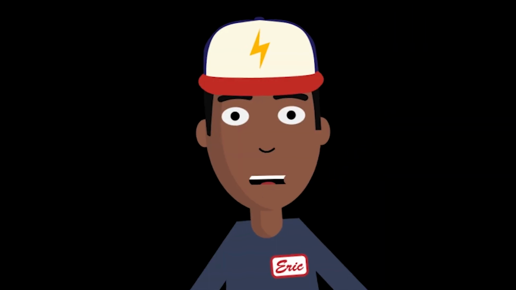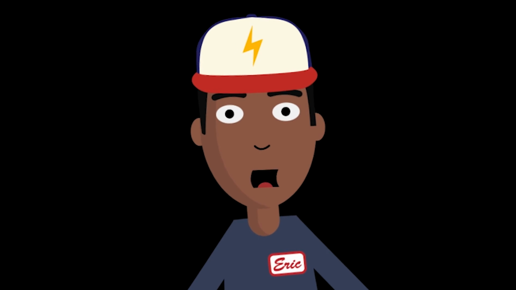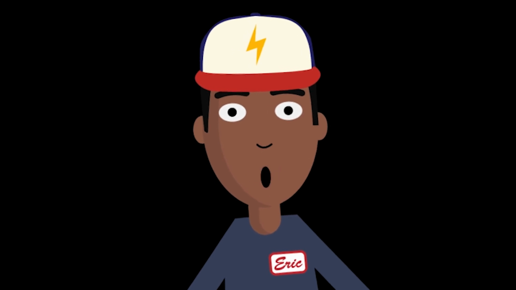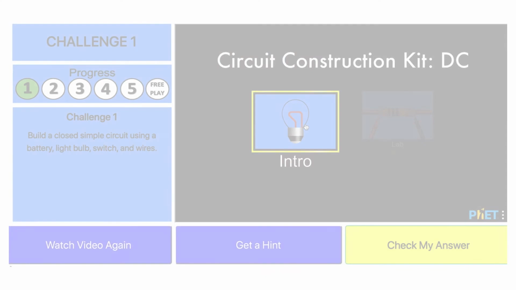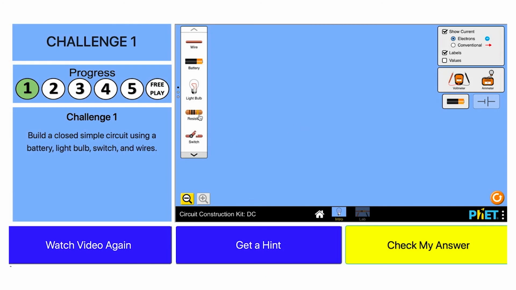Your job today will be to use what you know about electricity and what I've explained to you about electricity to create different types of circuits. You will see all the tools you need to build your circuits in the toolbox along the left side of your screen. You can scroll up and down to see all of the toolbox items by clicking on the down and up arrow.